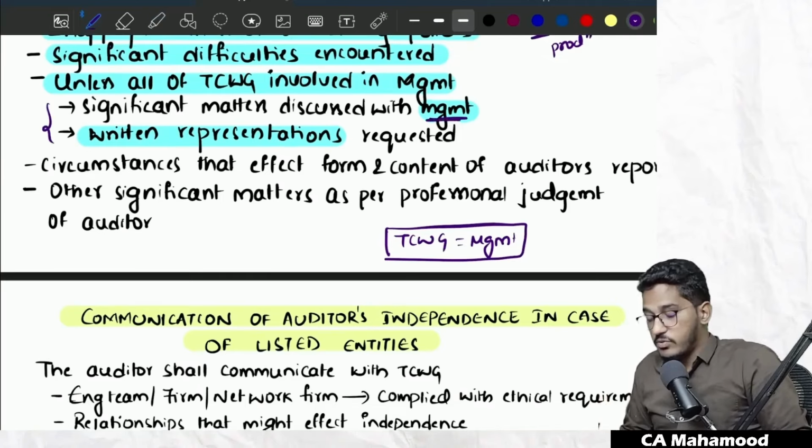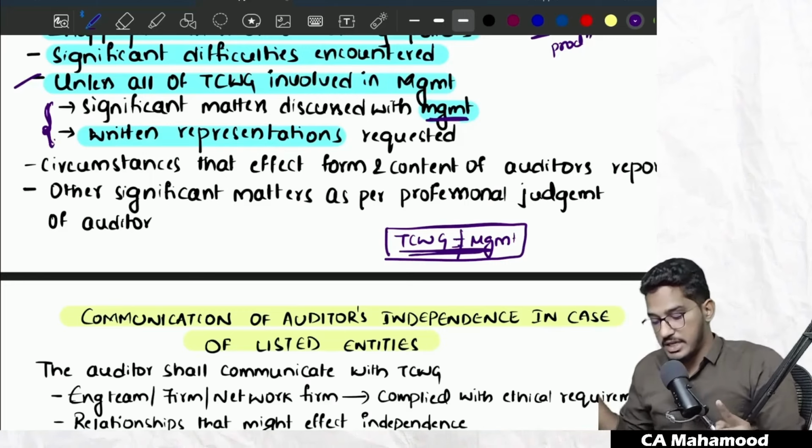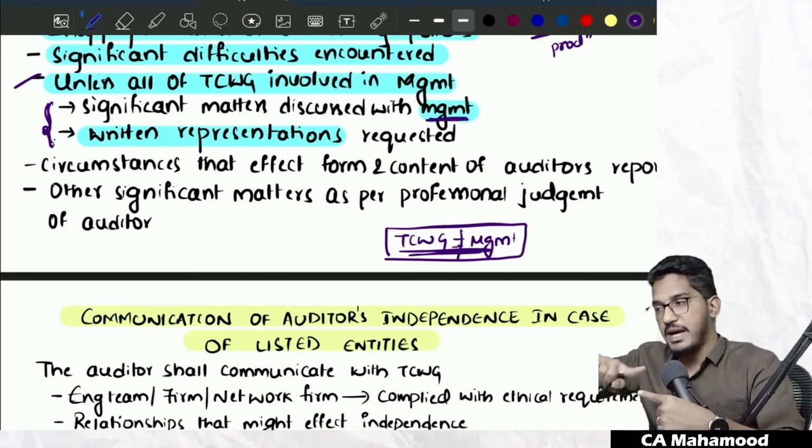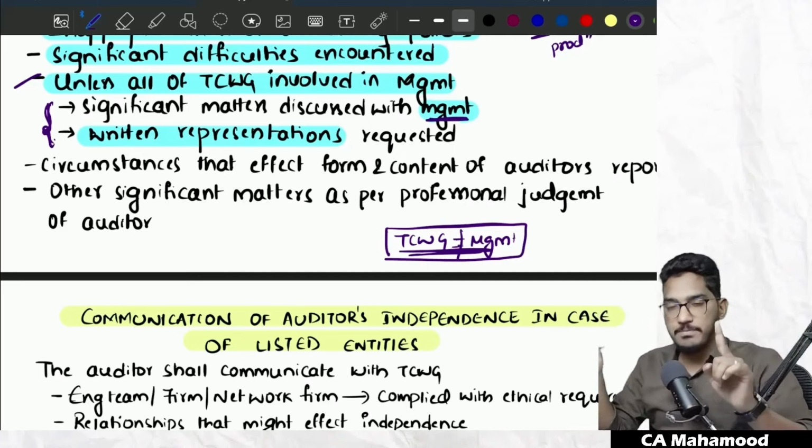Why? Because whatever matters you have communicated with the management, you need not communicate once again with those charged with governance. Why? Because both are the same. These two points are required to be communicated only when those charged with governance and management are different parties. That is the inference from the term "unless all of those charged with governance are involved in the management". If management and those charged with governance are two different persons, then whatever matters you have communicated with the management, you communicate once again with those charged with governance, and whatever written representations you have requested from the management, you ask once again from those charged with governance. If both are the same, no need to do this part.